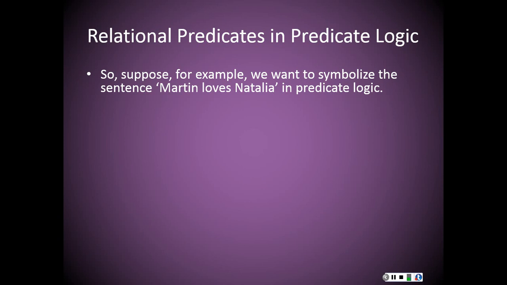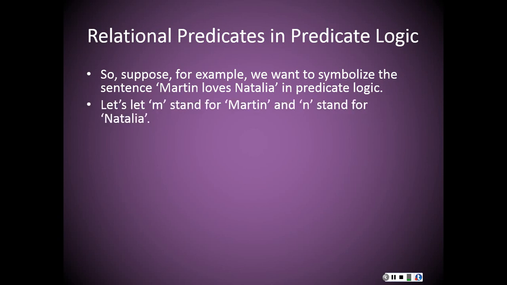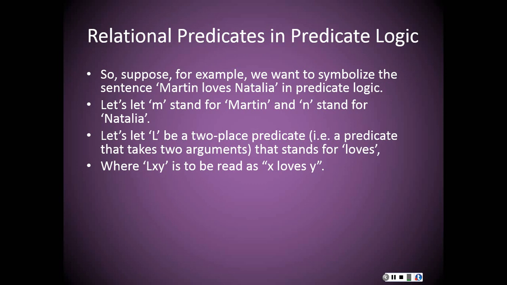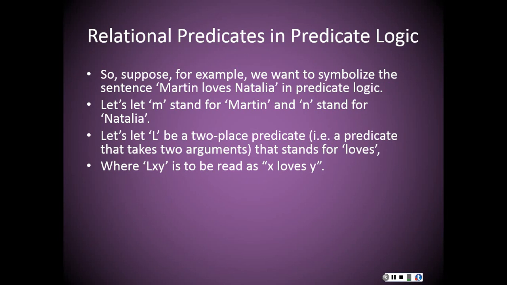Suppose, for example, that we want to symbolize the sentence, "Martin loves Natalia," in the language of predicate logic. We're going to do this as follows. First, we'll let M stand for the name Martin and N stand for the name Natalia. And we'll let L be a two-place predicate, that is, a predicate that takes two arguments, that stands for loves, where LXY is to be read as X loves Y. So L is a two-place predicate. That means it takes two arguments. That means it is followed either by two names or two variables or some mixture of variables and names.